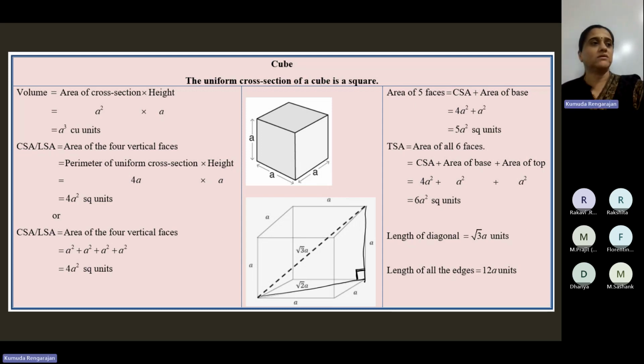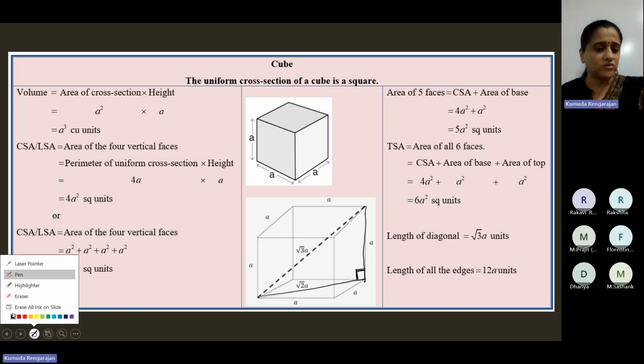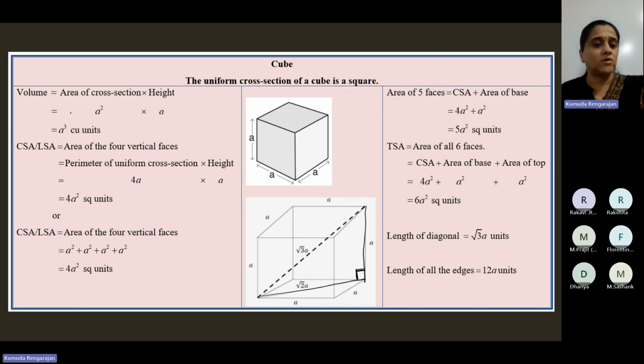If it's a cuboid, what is the area of the 4 walls of a cuboid? I think we have forgotten, no? Or maybe when I'm asking suddenly, it's difficult to recall. Okay, let me not ask you questions. We'll do it together. Now is this fine, children? A cube. All this you can recall easily, right? Area of the 4 walls, this one.